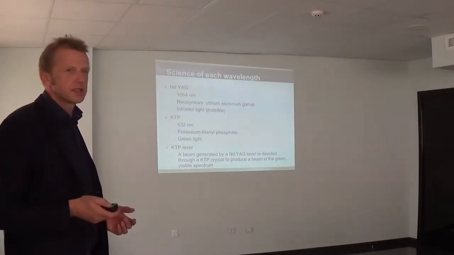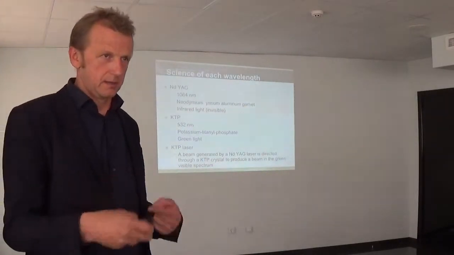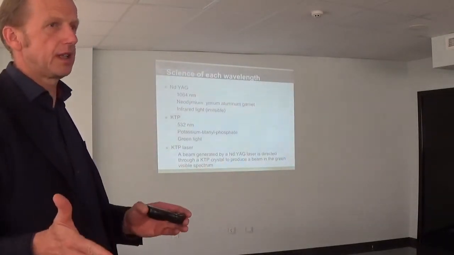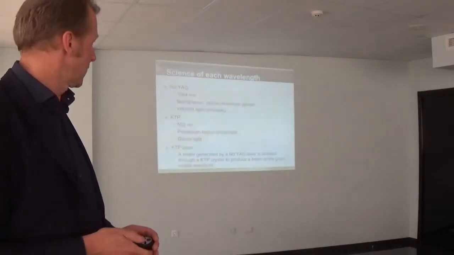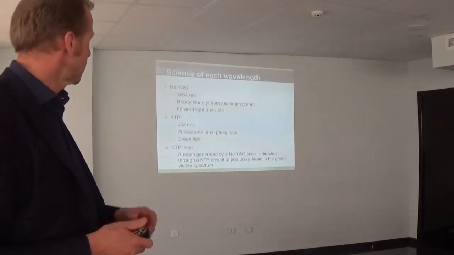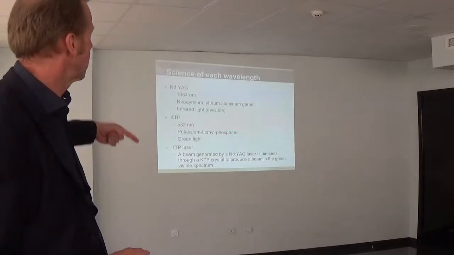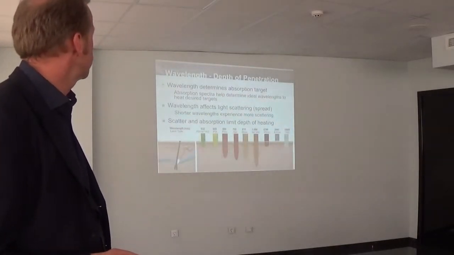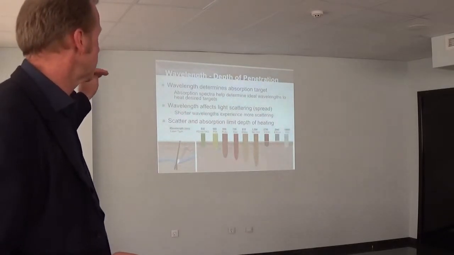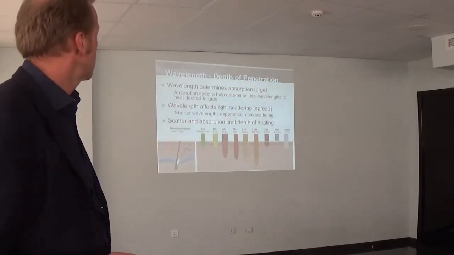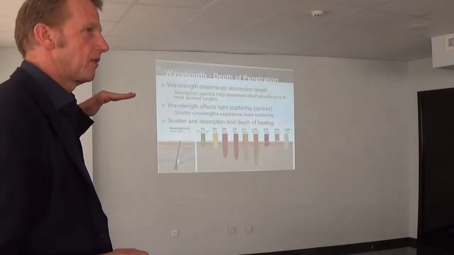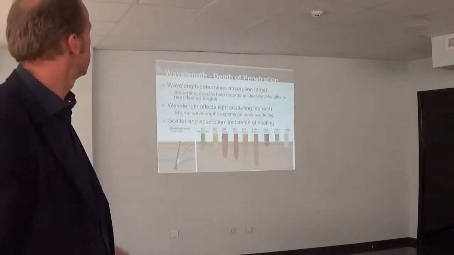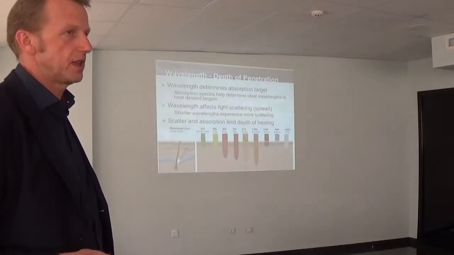So, 1064, 532. KTP is just a crystal making the light double in frequency. If you double the frequency of the light, you divide the wavelength by 2. So 532 is just half of 1064. Here you have the penetration depth. 532, as I said, scatters a lot in the skin, so it stays very superficial, and 1064, of all the wavelengths, is the most penetrating one.